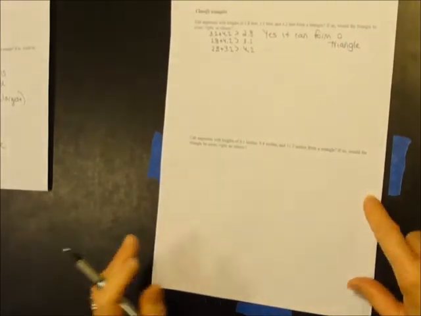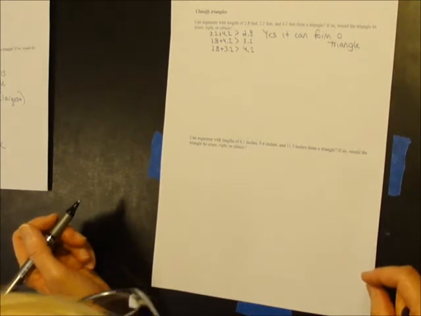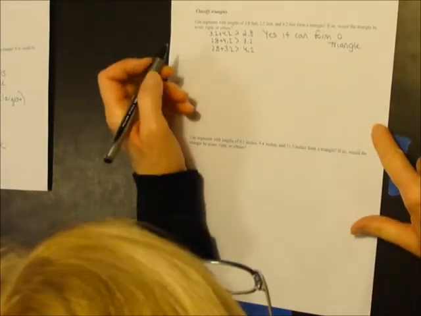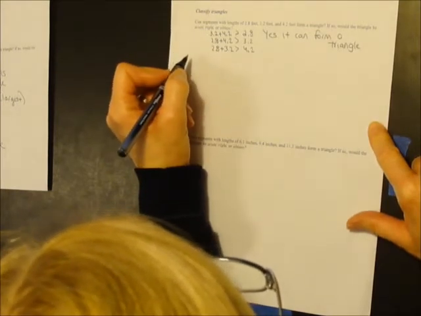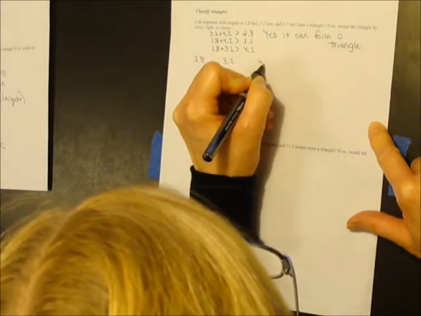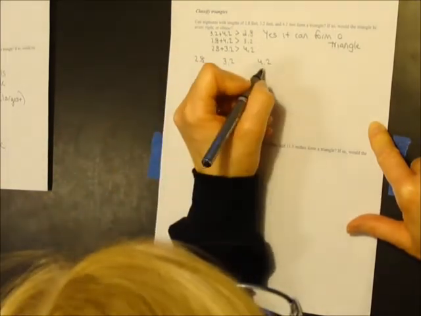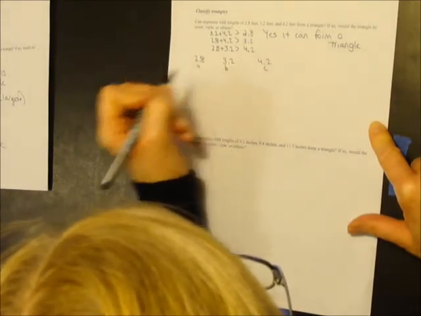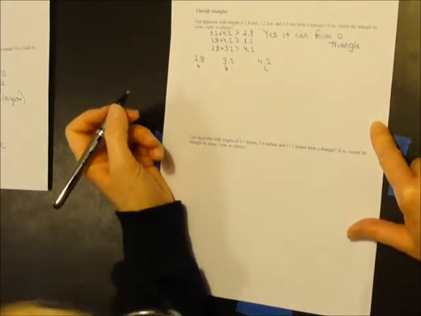So that's the first step you have to do. You have to decide if you actually have a triangle. Then from there, you're deciding, is it an acute, a right, or obtuse triangle? So in this case, we have three numbers, 2.8, 3.2, and 4.2. We immediately know that this is going to be the C because it's the largest number, and then these two, we can label A or B, and it doesn't matter.